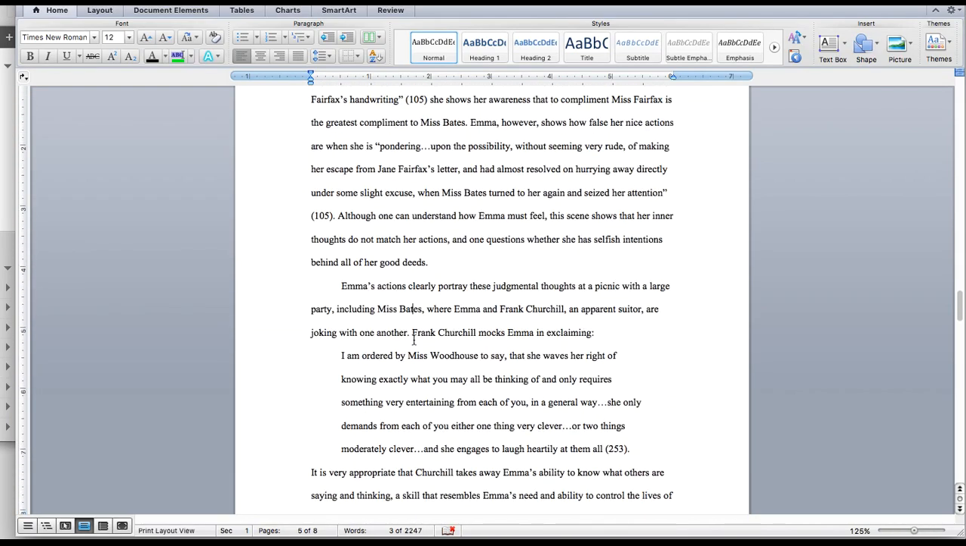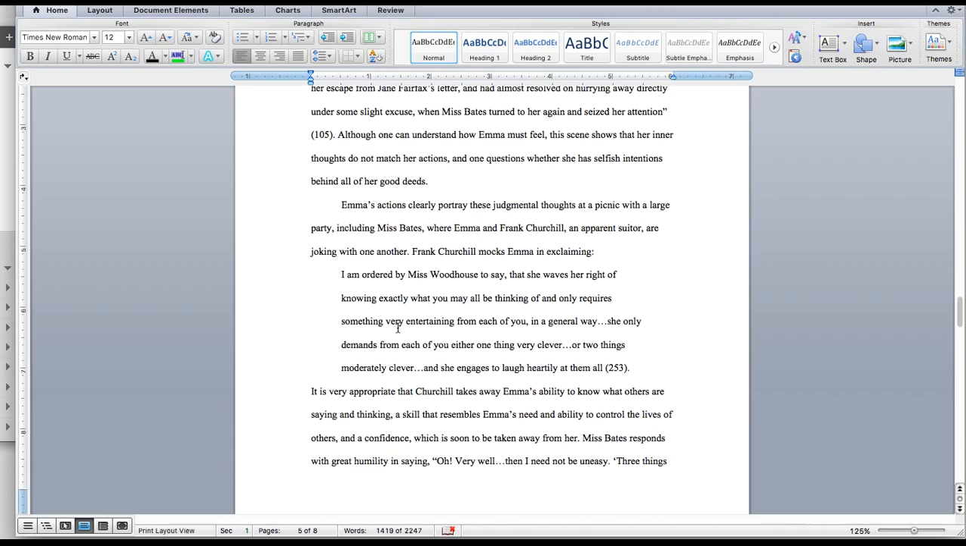I do it again here. So it says, although one can understand how Emma must feel, this scene shows that her inner thoughts do not match her actions, and one questions whether she had selfish intentions behind all of her good deeds. Emma's actions clearly portray these judgmental thoughts. These judgmental thoughts is referring to the judgmental thoughts I mentioned in the last sentence of the last paragraph. So you always connect them.